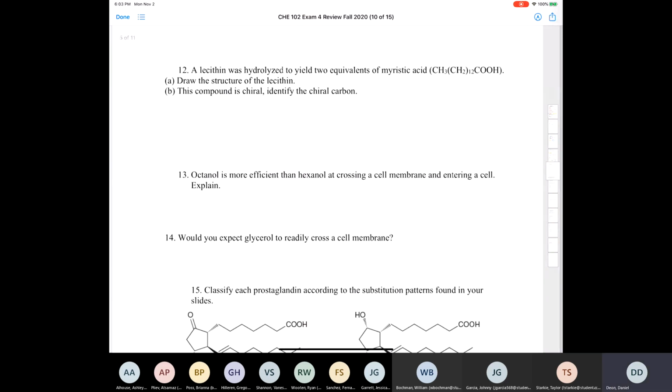All right, let's move on. Number 12. This one I would never ask you. This is more of a discussion point. I'm never going to ask you to draw a lecithin, not in this lifetime anyway. It says a lecithin was hydrolyzed to yield 2 equivalents of myristic acid. Draw the structure of the lecithin. Again, I would never ask you this one. But I'll draw it for you because a lecithin looks like this. It is covered in my lecture slides, but I would never ask you to just draw this out of thin air. That's not really fair.